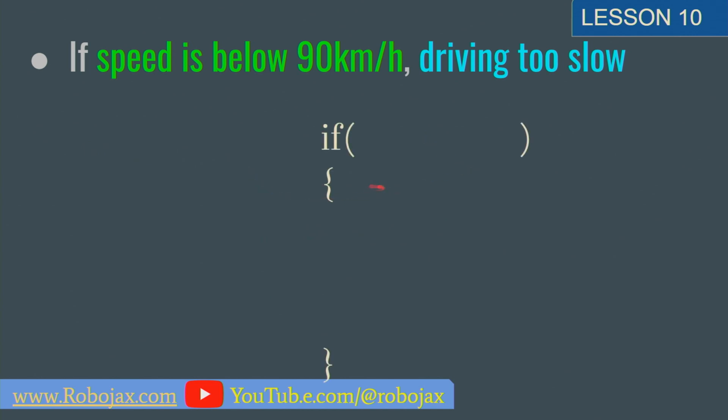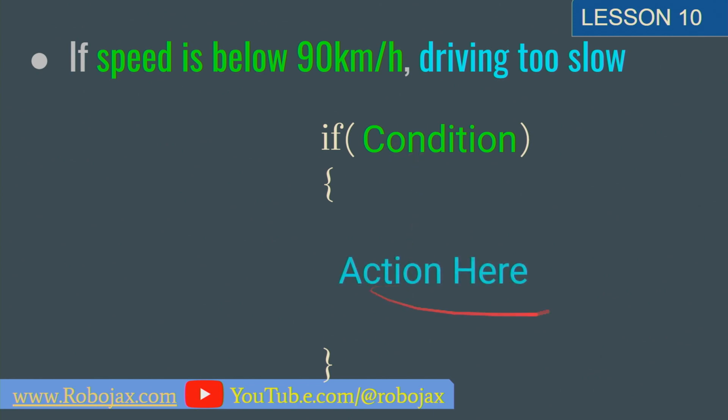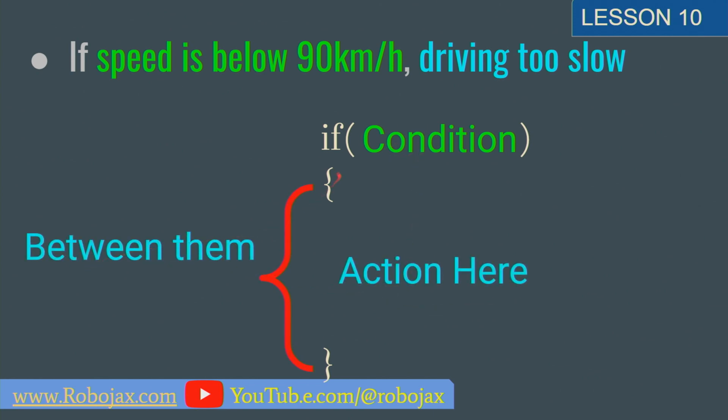We can also move this curly brace down. The condition is there, the action is here, and all the action that you have must be between this opening and closing brace. And here, this code will be executed. It doesn't matter if it is 1 line or 100 lines of code.